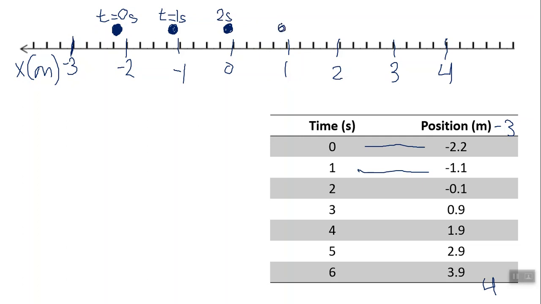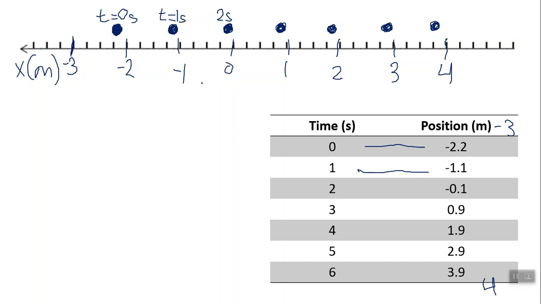3 is going to be over here at 3 seconds. 4 seconds is around here. 5 seconds is at 2.9 meters, around here. And 6 seconds is around here. So notice I did not have to label every single time. Again, it's implied 0, 1, 2, 3, 4, 5, 6 seconds. You do not have to label every single one. You only really have to label the first 2 or 3 to establish the pattern. And this is what your motion diagram should look like.